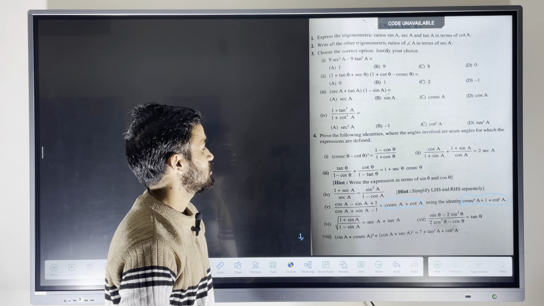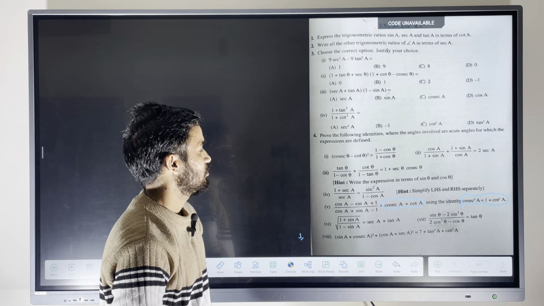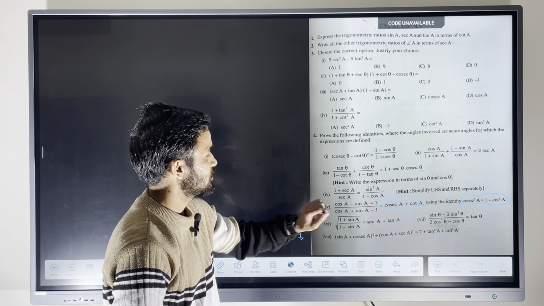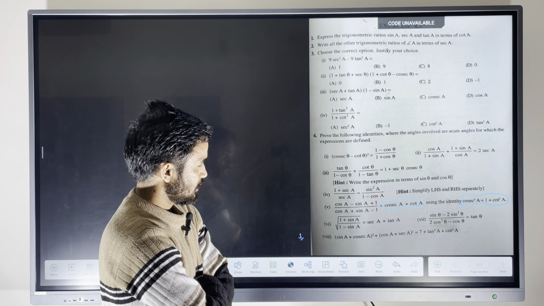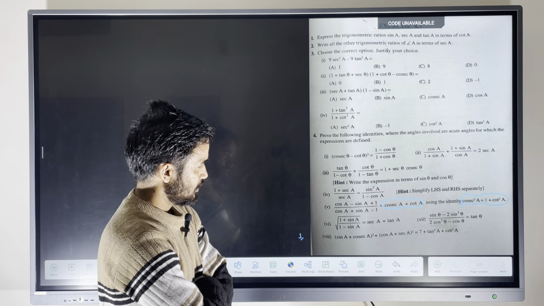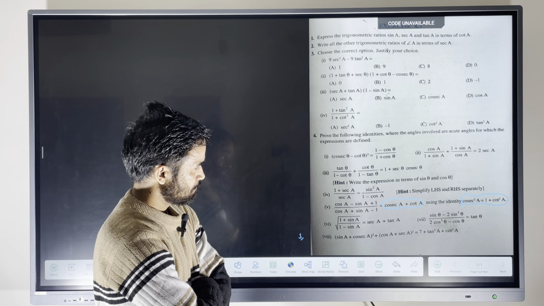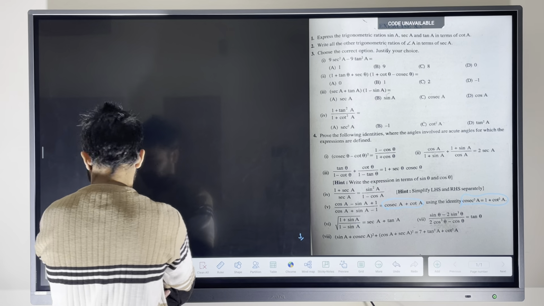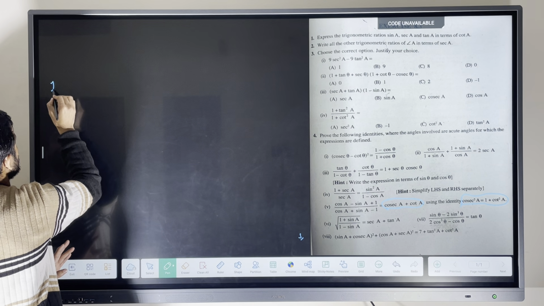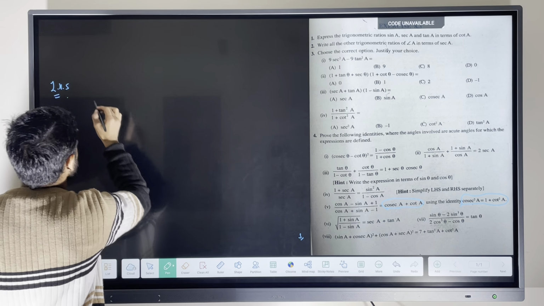Sec and cosec, does it have any relation? No. If we change this one as sine square A plus cos square A, so it will be... let's see, we take the left hand side.